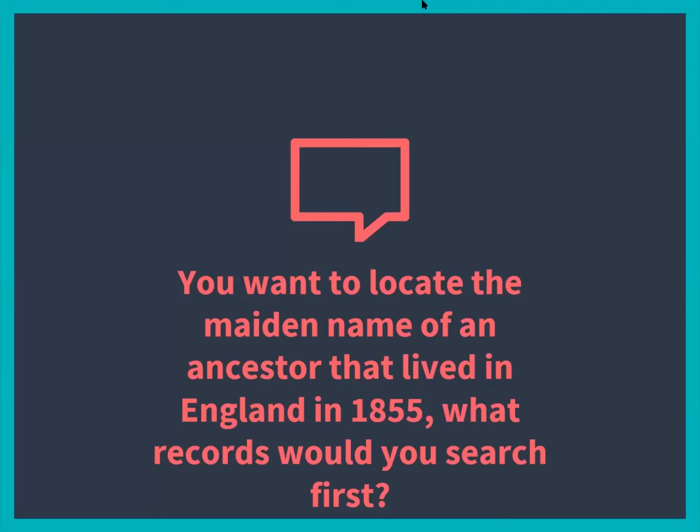This is probably my favorite thing to introduce people to on the wiki. If you're going to walk away tonight understanding one thing, I hope it's this. So I'll just start with the question. You want to locate the maiden name of an ancestor that lived in England in 1855. What records would you search first?